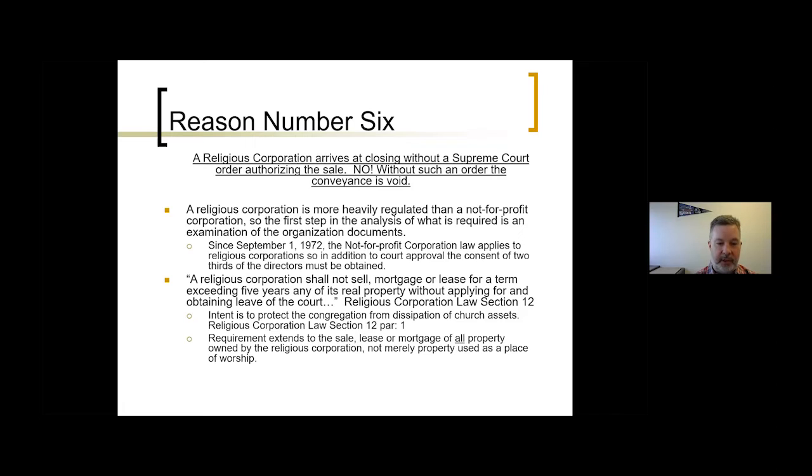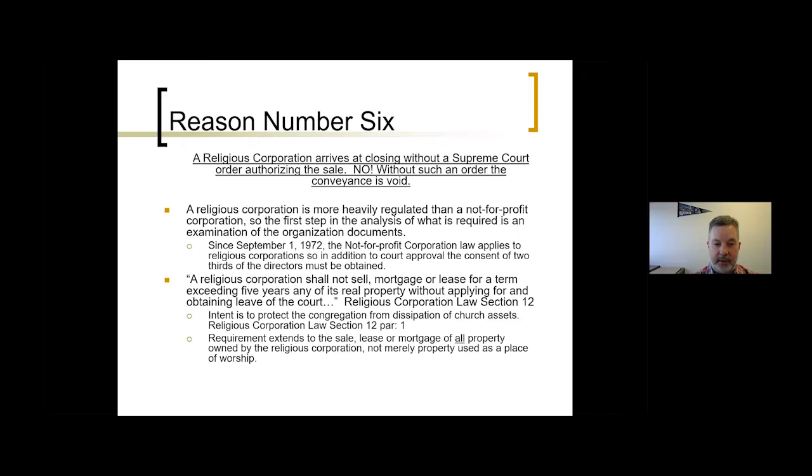The law states a religious corporation shall not sell, mortgage, or lease for a term exceeding 5 years any of its real property without applying for and obtaining leave of the court. That's section 12 of the Religious Corporation Law. Obviously, the intent is to protect the congregation from dissipation of church assets, stealing the assets, that kind of thing.